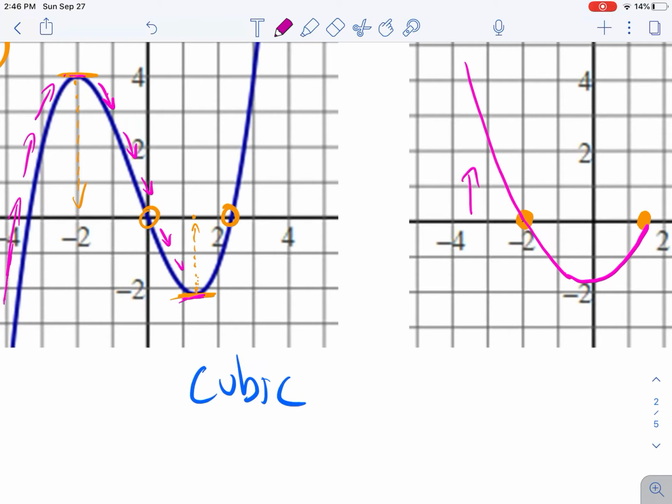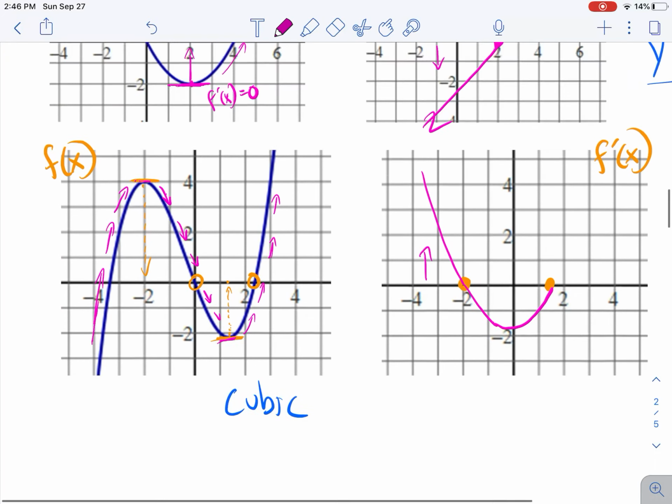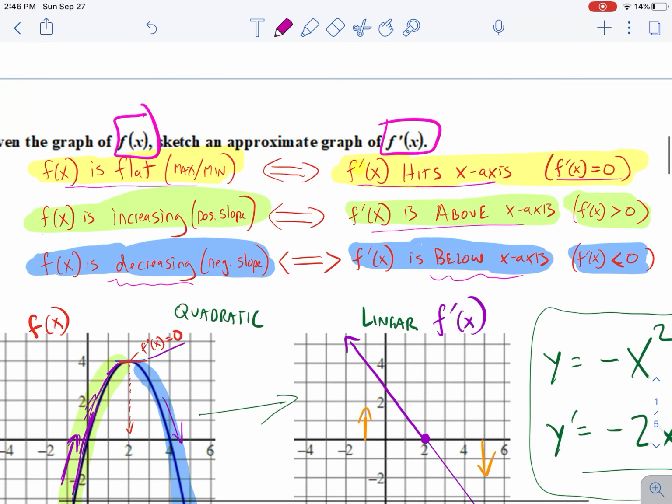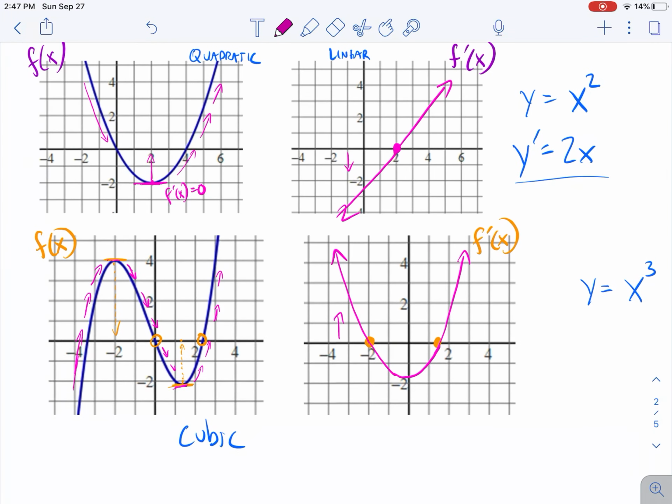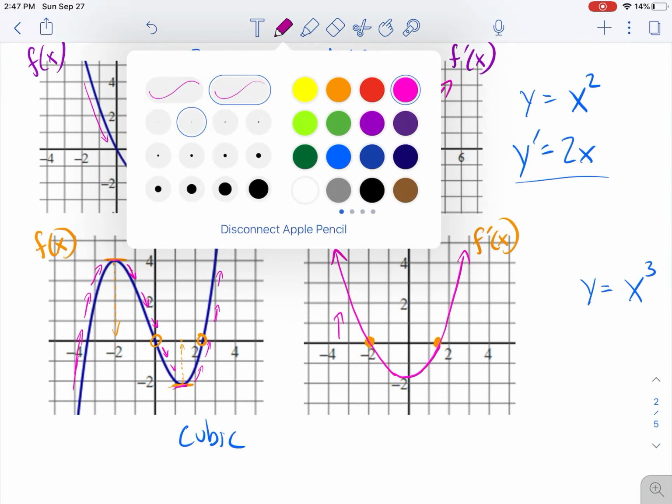Now what happens after 1.3? Well, this function's going up, up, increasing again. Man, it's quite a roller coaster, increasing again. So therefore, when it's increasing, the derivative is above the x-axis. Again, so there you go. That is it. That's my basic sketch.